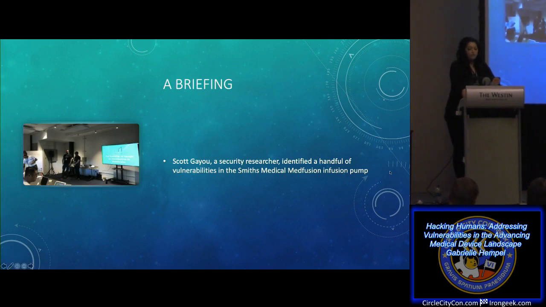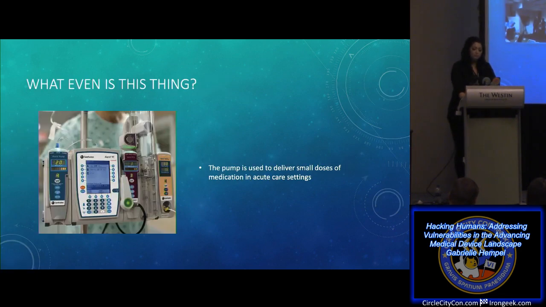Scott Gaio, a security researcher, identified a handful of vulnerabilities in this pump. And in short, these pumps are used to deliver small doses of medication in acute care settings.